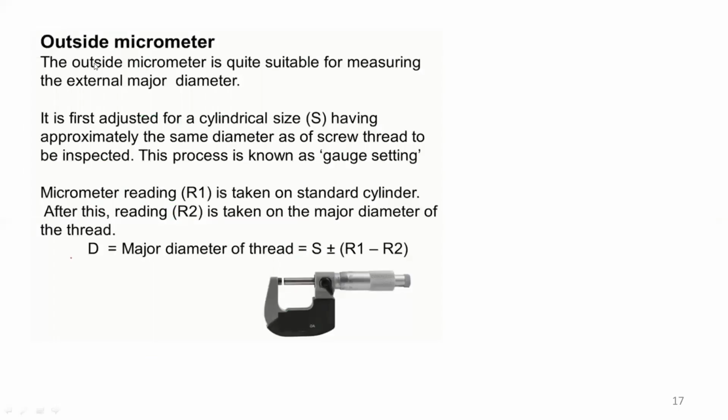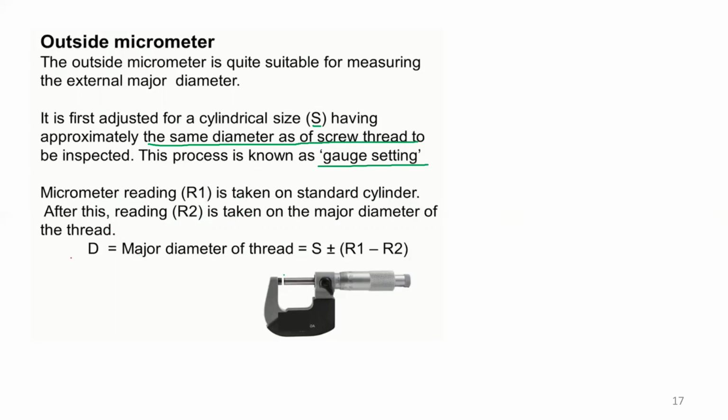Another instrument, the outside micrometer, can also be used for measuring the major diameter of the screw thread. Here also, we first place a standard cylinder of size S, having approximately the same diameter as the screw thread to be inspected. That is called gauge setting. Then micrometer reading R1 is taken on the standard cylinder. After taking the reading on the standard cylinder, we replace it by the screw thread which is to be measured.